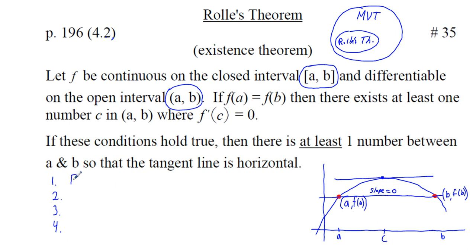The first step, as in the Mean Value Theorem, we find average rate of change. And if average rate of change equals 0, and of course, if we have continuity and differentiability, we look at continuity and differentiability first, we would say Rolle's theorem applies.